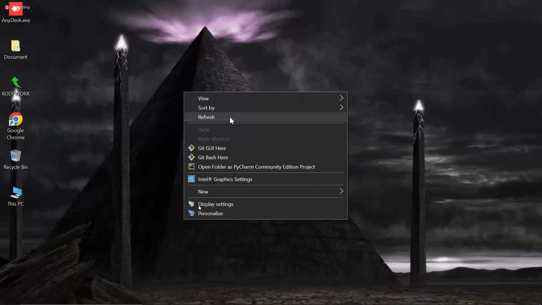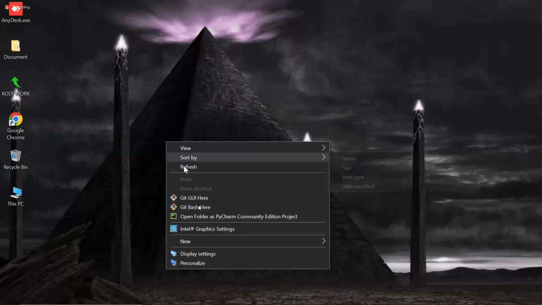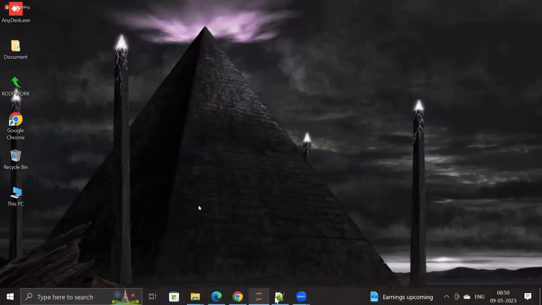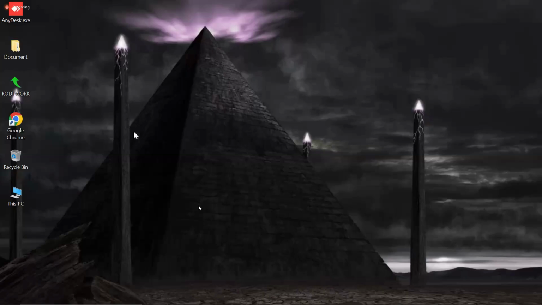What are the performance measures of regressions, guys? R square and adjusted R square. What is the performance measures of classifications? We have confusion matrix. Confusion matrix, how many parts we have? True positive, true negative, false positive, false negative, isn't it? So let's understand this one.